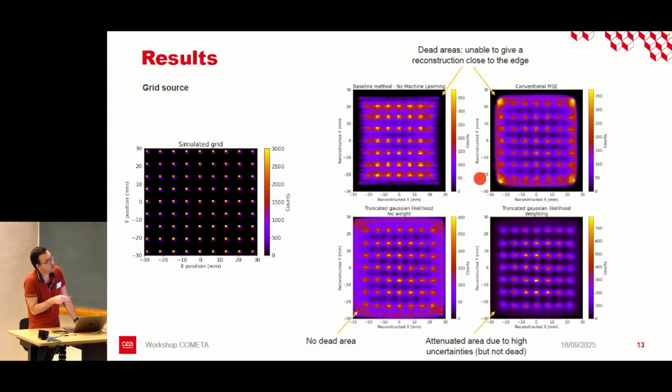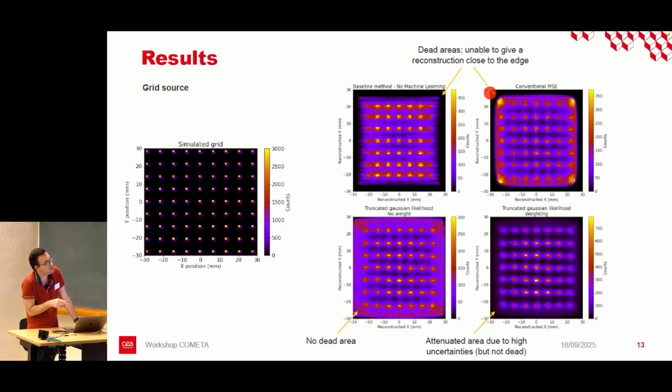The classical MSE approach with a neural network actually does not seem so much better. It does not reconstruct events close to the edge either, and the reconstructions are spread as well. By using the truncated Gaussian likelihood, we see that we are able to reconstruct events close to the edge. The main problem is that we are less precise, and it's understandable because the photocathode does not cover all of the detector. There is a line where the photocathode is not present.